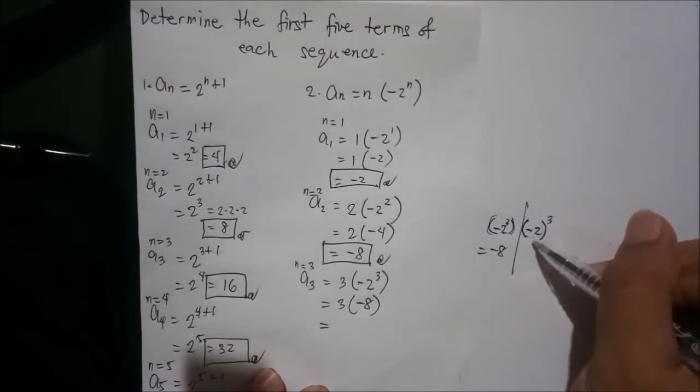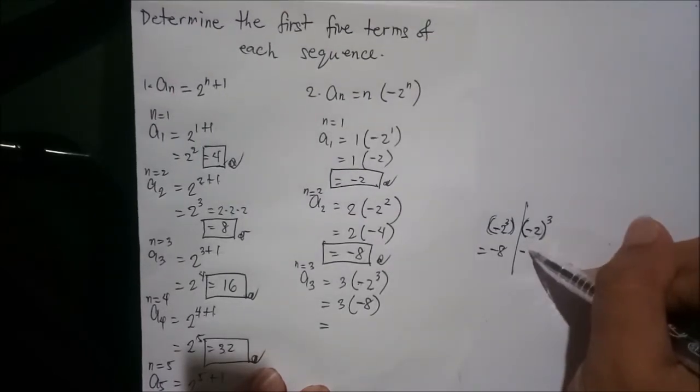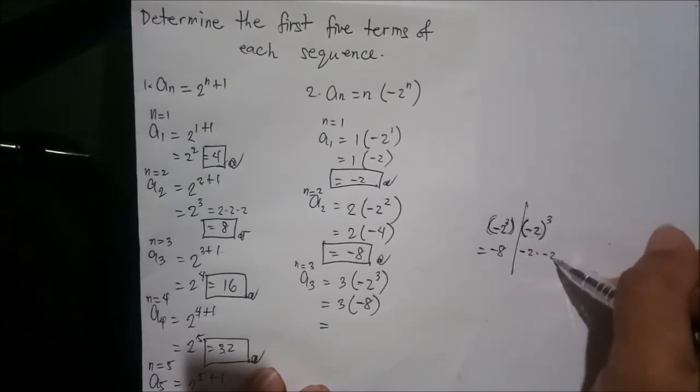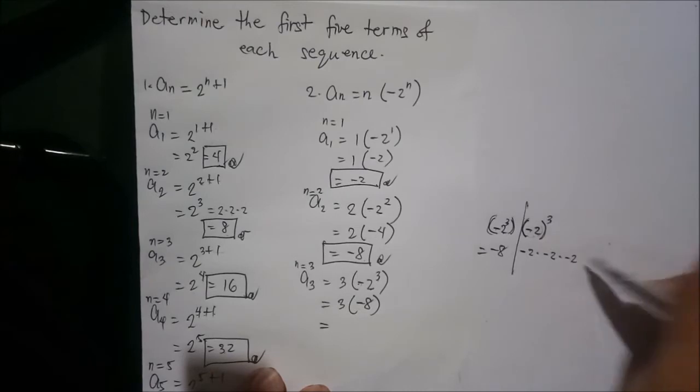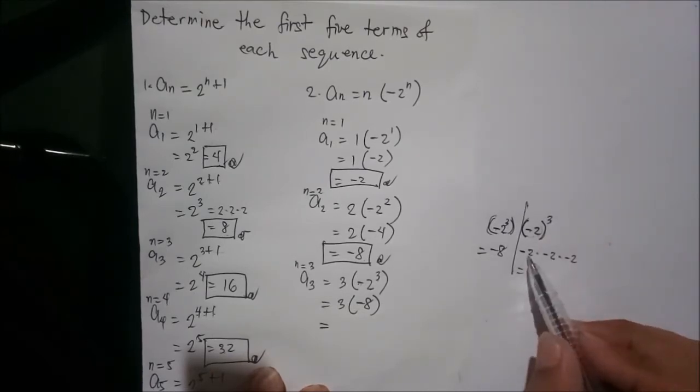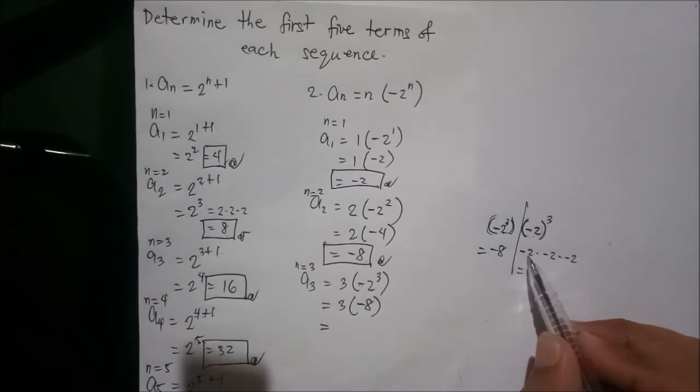But here, negative 2 times negative 2 times negative 2 equals, what is the answer?